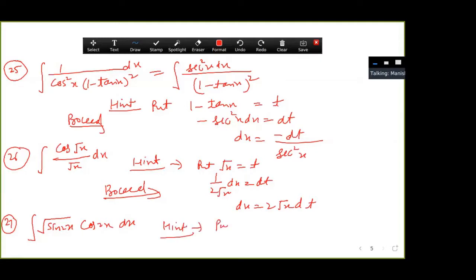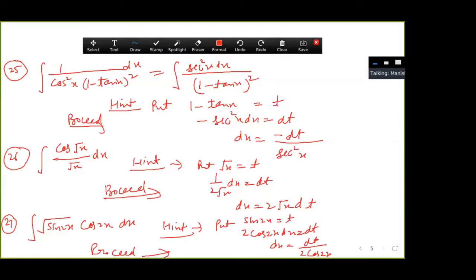Put the part under the root, that is sine 2x, equal to t. It becomes 2 cos 2x dx is equal to dt, and dx is equal to dt upon 2 cos 2x. Now you can proceed the question. Proceed it.